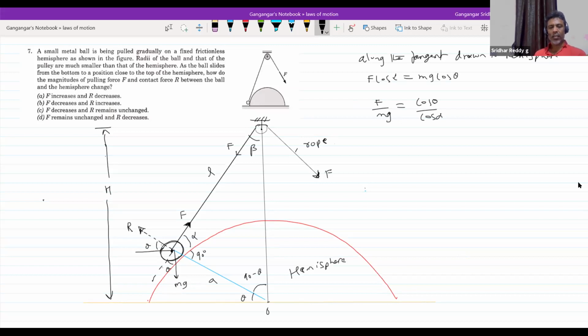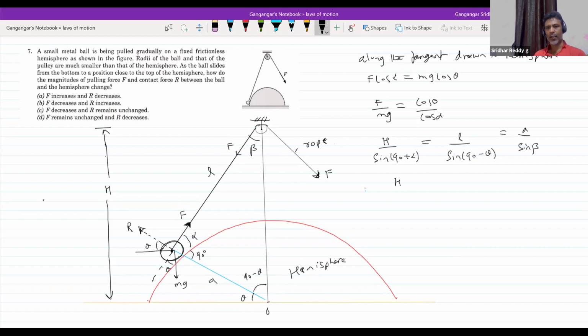Okay, let's come to the sine rule. I'm applying the sine rule: h by sine of (90 plus alpha) should be equal to L by sine of (90 minus theta), which is equal to, what is the other angle? Beta, no? This will be A by sine beta. Anyway, I think this will be enough now.